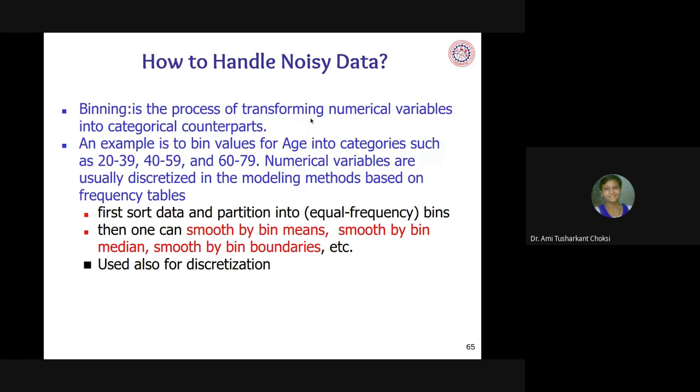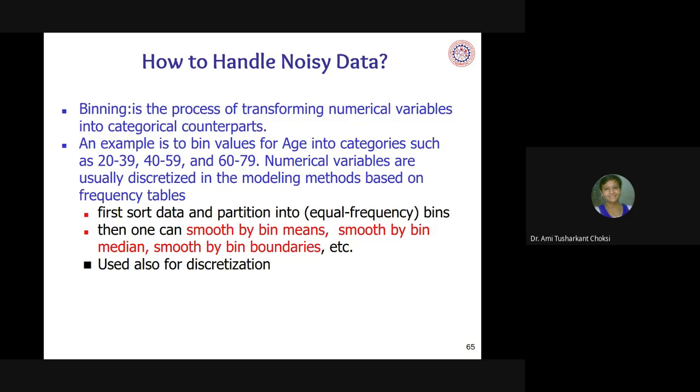Binning is a process of transforming numerical variables into categorical counterparts. An example is to bin values for age into categories such as 20 to 39, 40 to 59, 60 to 79. Let us consider the ages of the faculties and students of our college. The ages can be 20, 21, 40, 30, 39, 60, 61, 70, something like this.